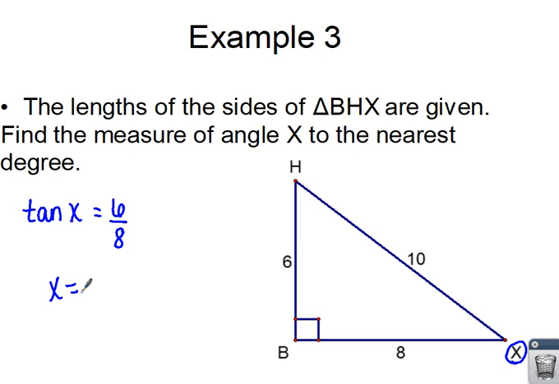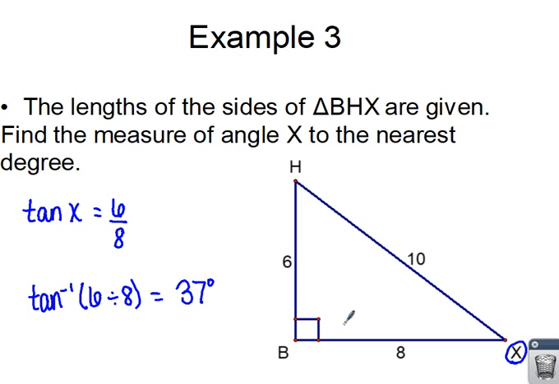Now, to do this in your calculator is a little different. On my calculators at school, you hit second tangent and then 6 divided by 8. So it'll actually, let me get rid of this and I'll show you what this looks like. It'll actually say in your calculator tangent to the -1 and then 6 divided by 8. Okay? And when you do that, you get 37 degrees.